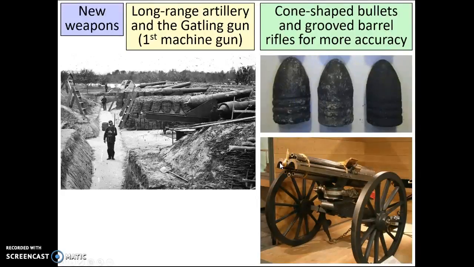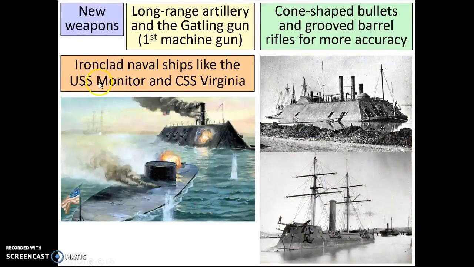You'll bleed out very quickly. It leads to infections very quickly. You also have the first use of the Gatling gun, the first machine gun, which can fire bullets at a rapid rate in quick succession. You'll also see the use of what are called ironclad ships. These are precursors to the battleships that are used later on in World War I and World War II. These are heavily reinforced ships that can really take a beating.